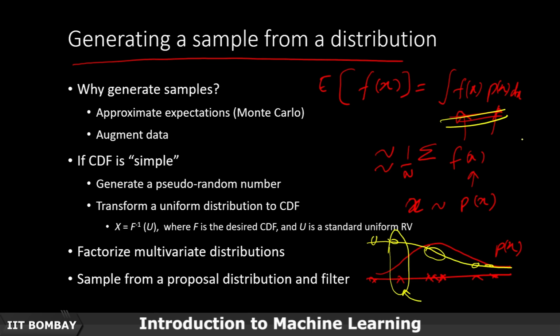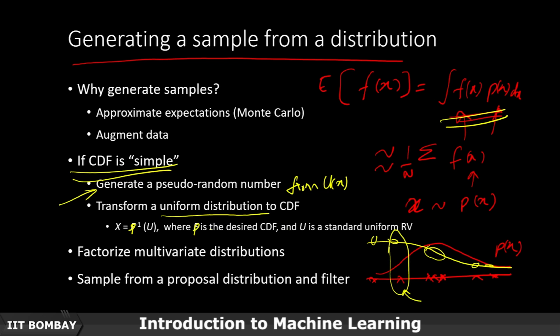So how do we generate this sample? If the cumulative distribution function is simple, and I'll tell you what simple means in a bit, then the procedure is straightforward. We generate a pseudo random number from a standard uniform distribution u of x, and then we transform the uniform distribution using the cumulative distribution function of the target distribution. So let's say we want to generate a function, let's call it p instead of f, and this is capital P.